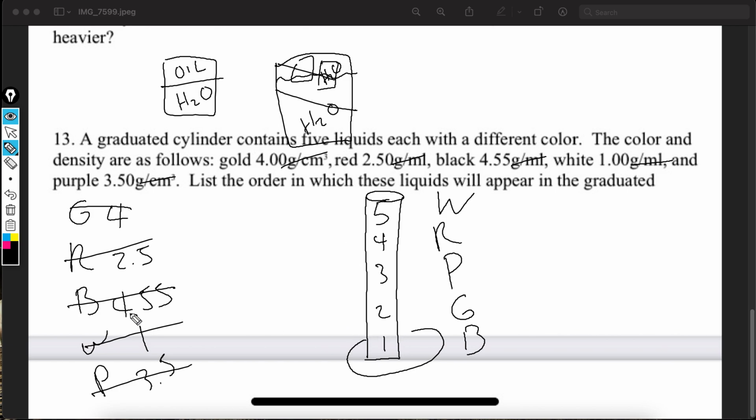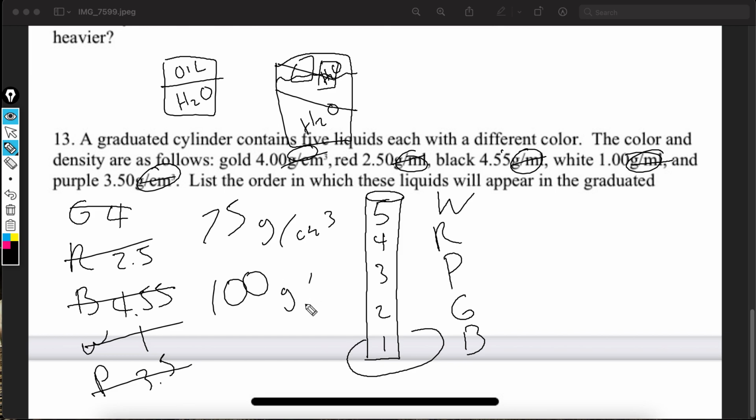So the bigger the number, the bigger the density, the more to the ground it would go, right? So if you had something that was, I don't know, 75 grams over centimeters cubed, and something with 100 grams over milliliters, this one goes to the bottom, this one goes to the top. Okay, so I hope that helped you guys.